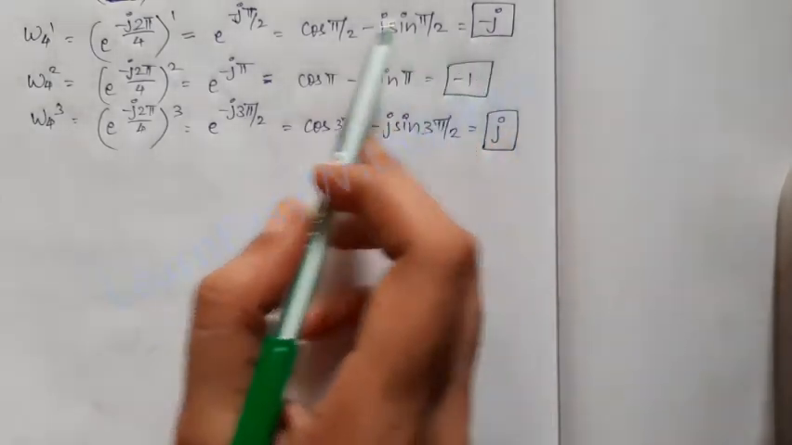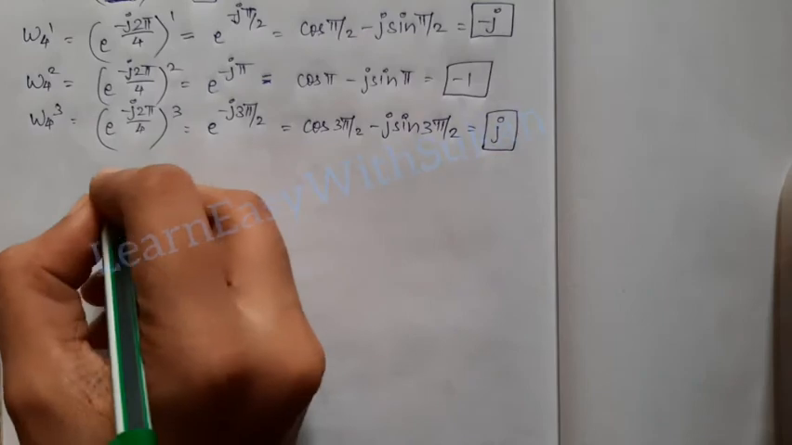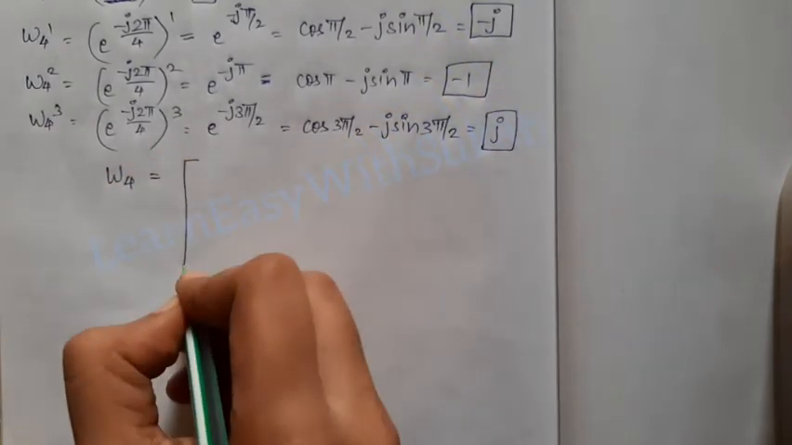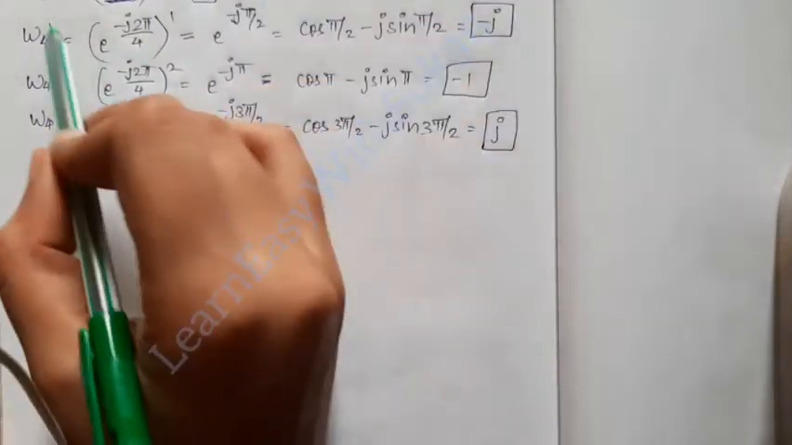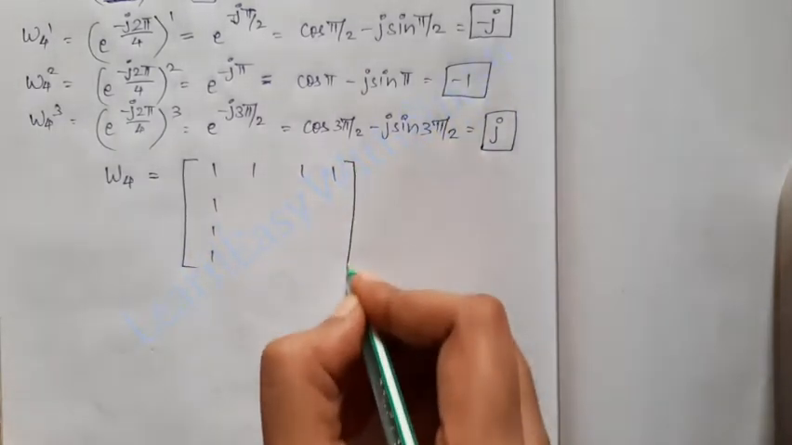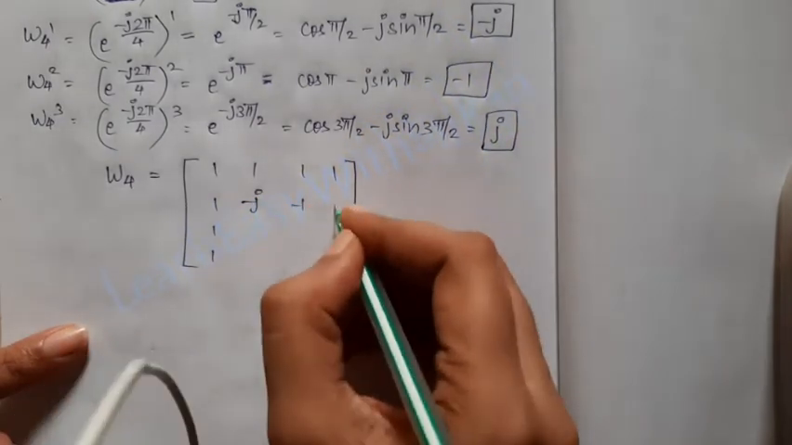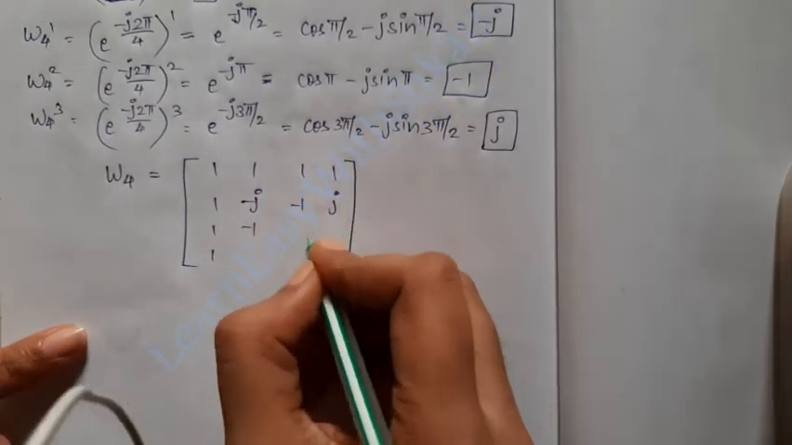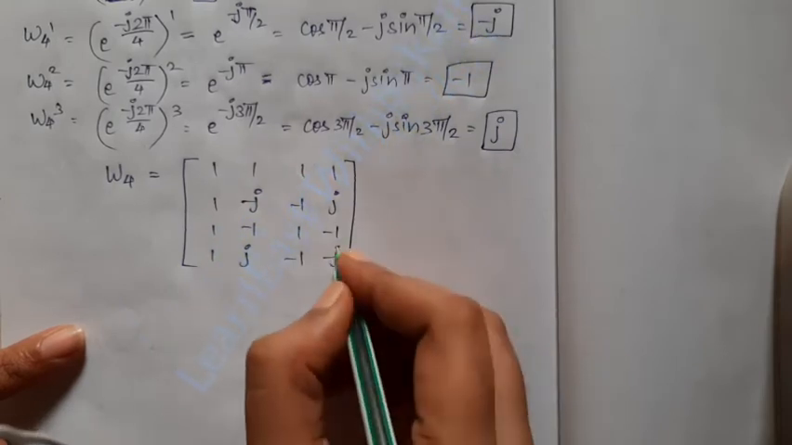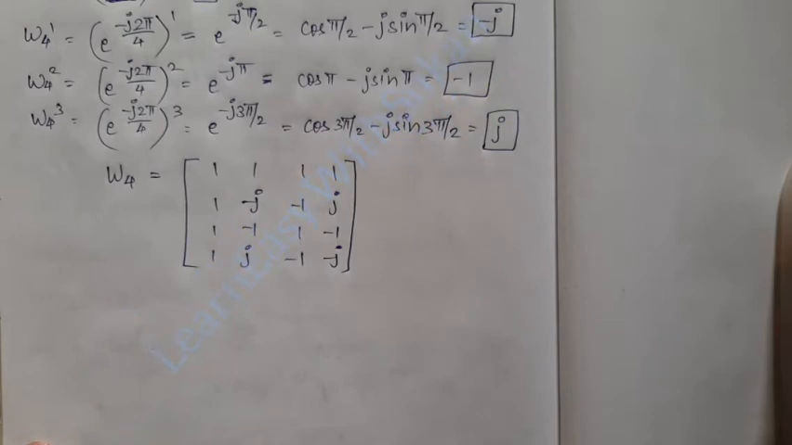Now substitute all these values in this matrix. So what we get? We get the W4 matrix as, so W4 we got the values as 1, 1, 1, 1, 1, 1, 1. Okay, and then minus j, minus 1, j, minus 1, 1 minus 1, j minus 1, minus j. So this is the twiddle factor matrix for a 4-point DFT sequence.